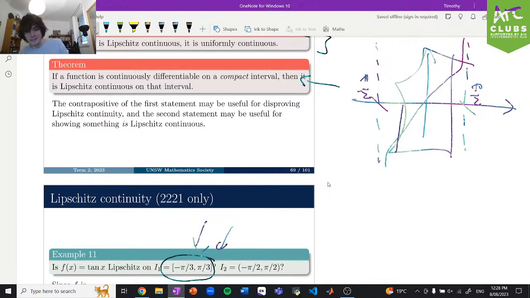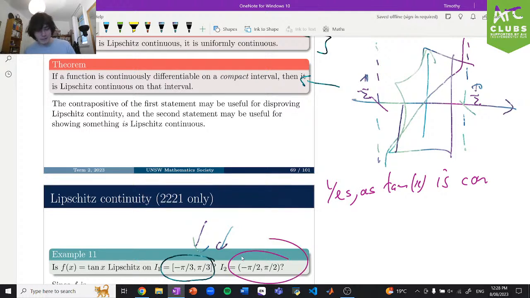Basically we can say that, yes, as tan of x is continuously differentiable on this compact interval, therefore it is Lipschitz continuous on that interval. Similarly for this second situation, first of all, this is not a compact interval, because it's not closed. Purely based off this, we can say it's not a compact interval, so we're probably not going to be dealing with this second situation.